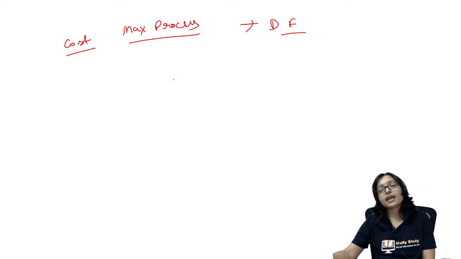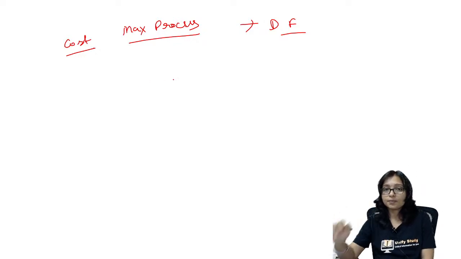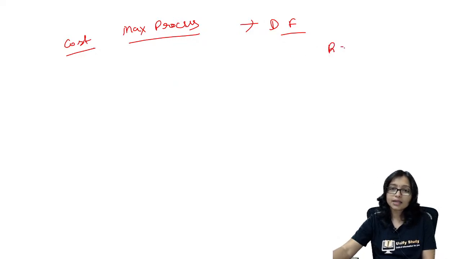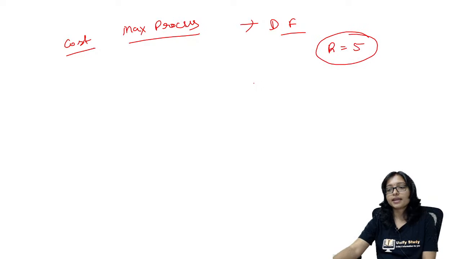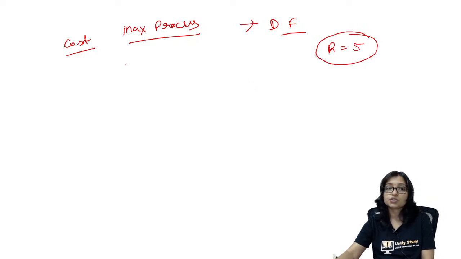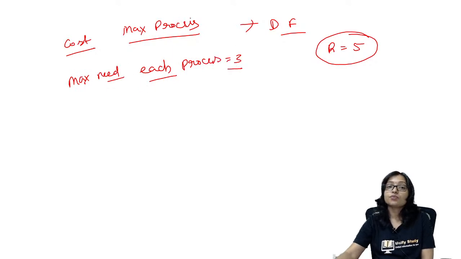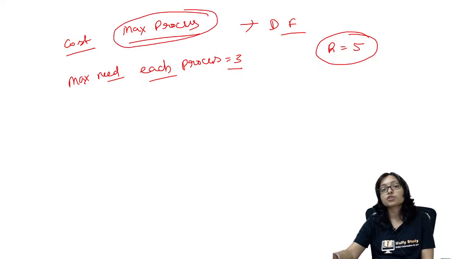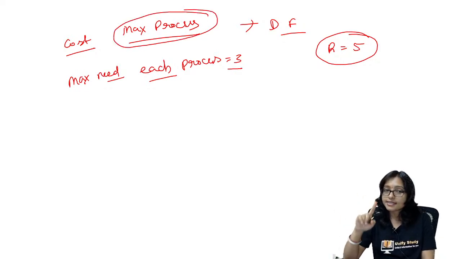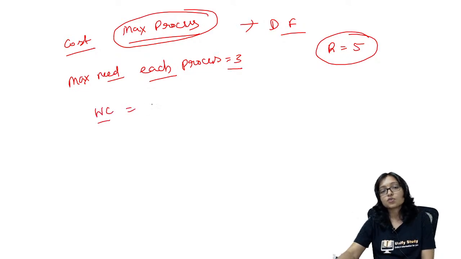Now if I am telling here the resource will be given, I am taking that I had 5 resources in my hand, and in this situation everyone's maximum demand was, what is the maximum need of each process? Maximum need of each process was 3. Now in this situation we have to understand what will be the maximum number of processes. Same way we will do the worst case. What is the worst case? That is 3 minus 1, 2.